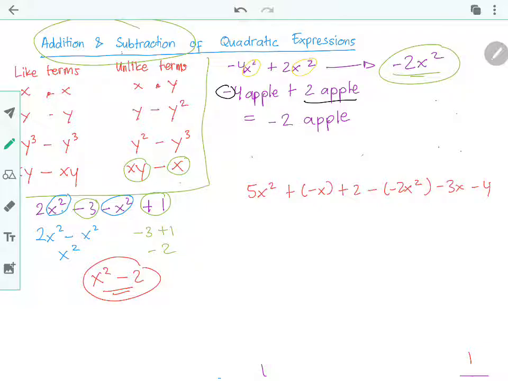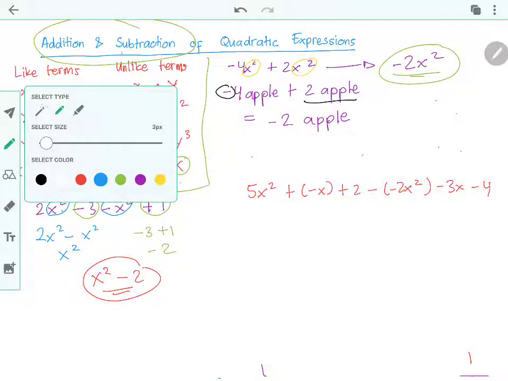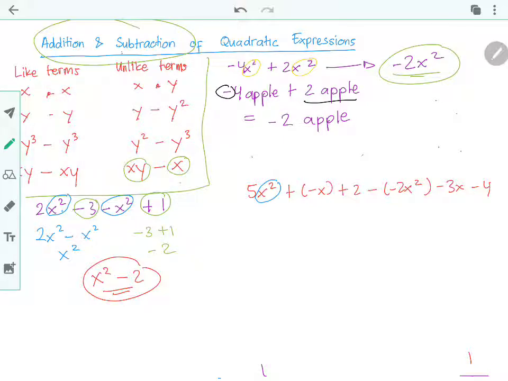Okay, let's start doing this. Look at this. What are the like terms that we have here? We have x squared and also another x squared here, right? But look at this part. I have a double negative. It means this one is actually equal to plus 2x squared. So I'm going to do that first. So 5x squared plus 2x squared equals 7x squared.